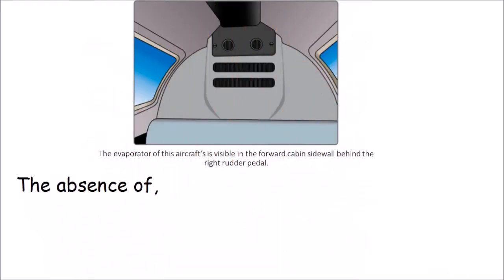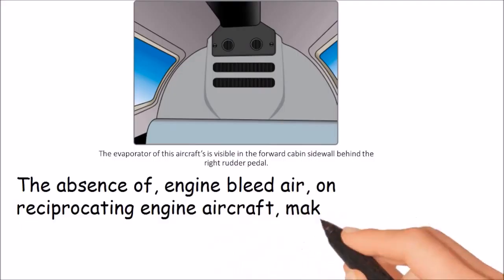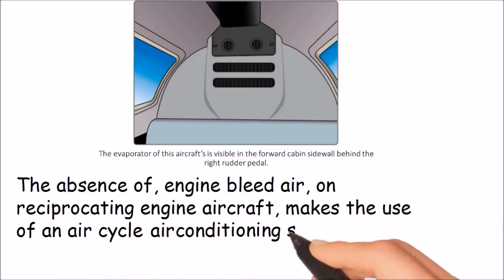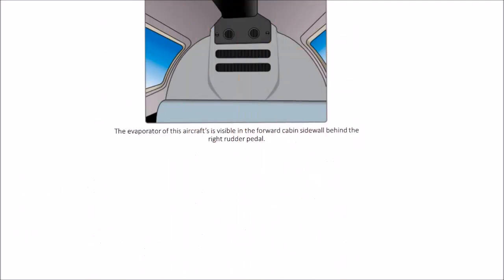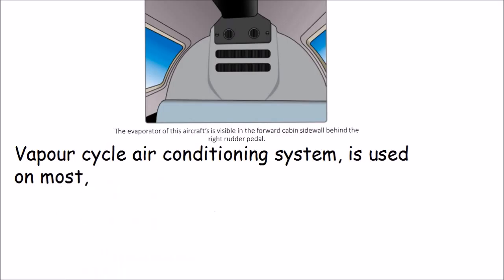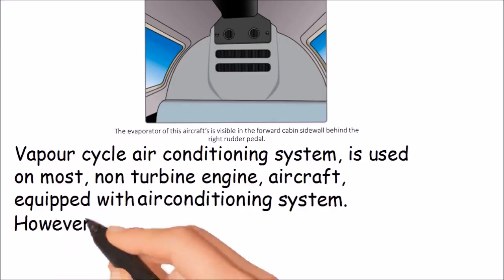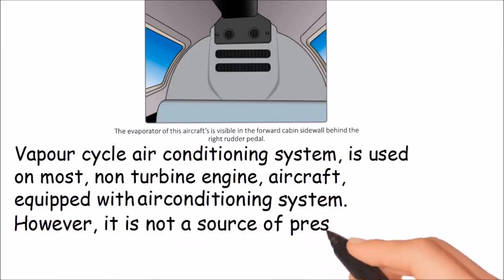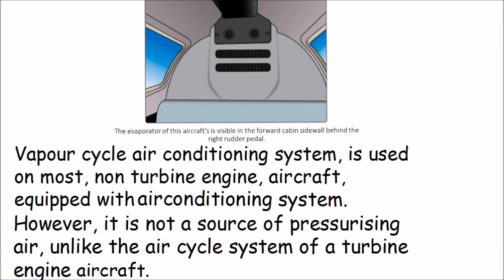The absence of engine bleed air on reciprocating engine aircraft makes the use of an air cycle air conditioning system impractical. Vapor cycle air conditioning system is used on most non-turbine engine aircraft equipped with air conditioning system. However, it is not a source of pressurizing air, unlike the air cycle system of a turbine engine aircraft.